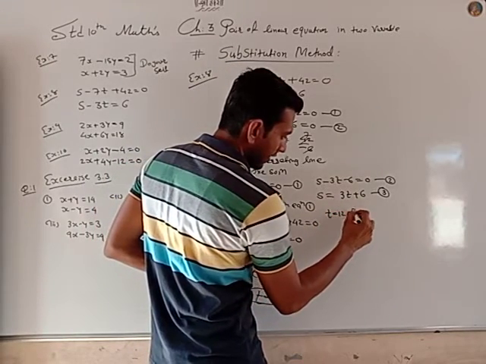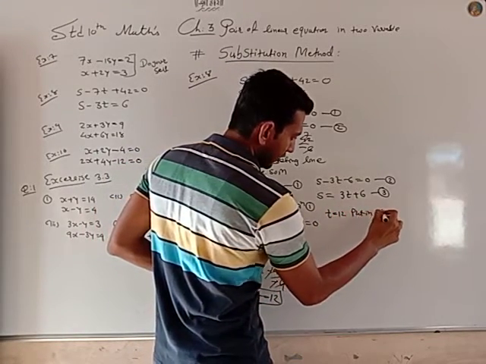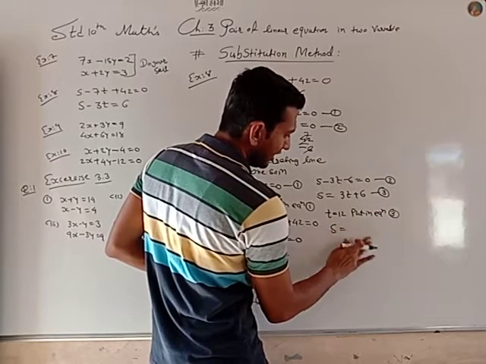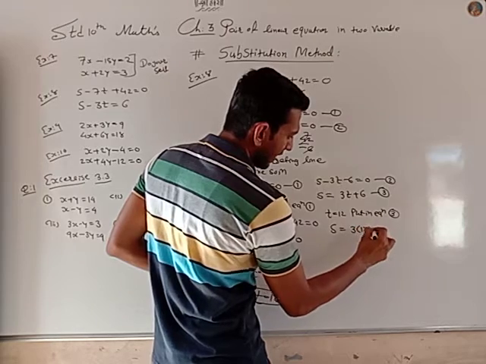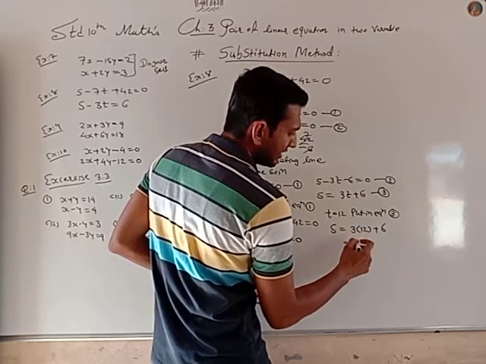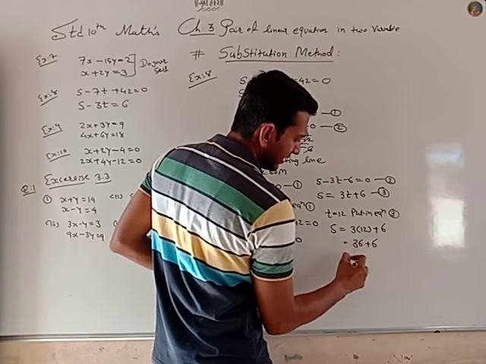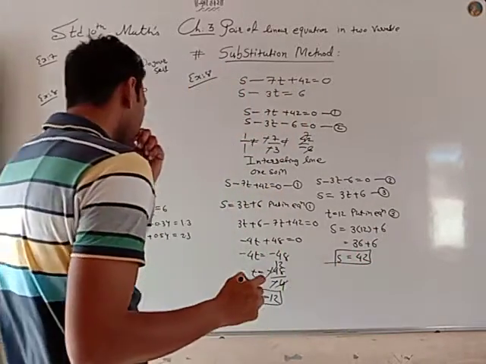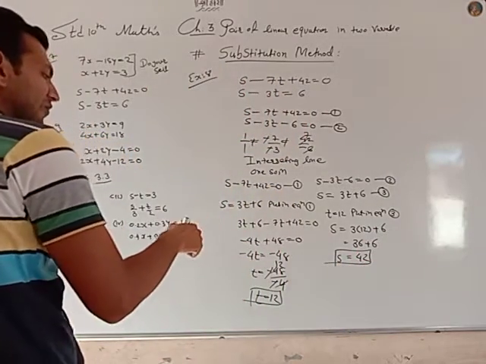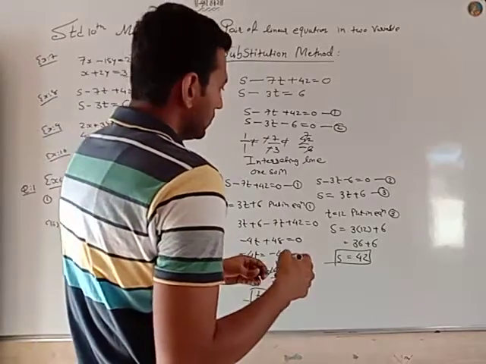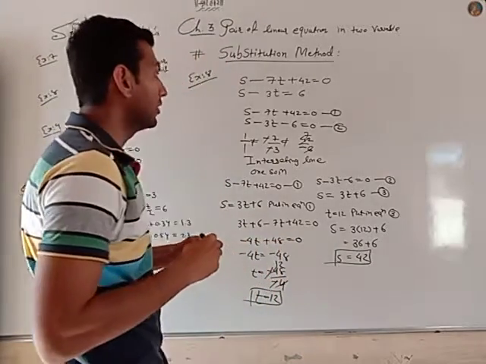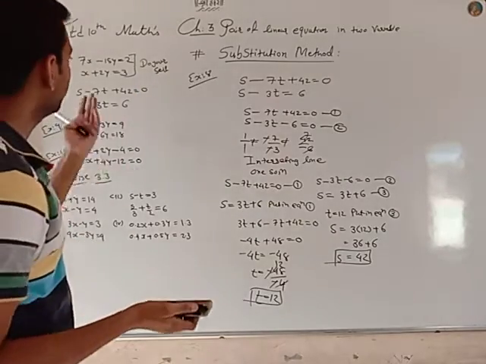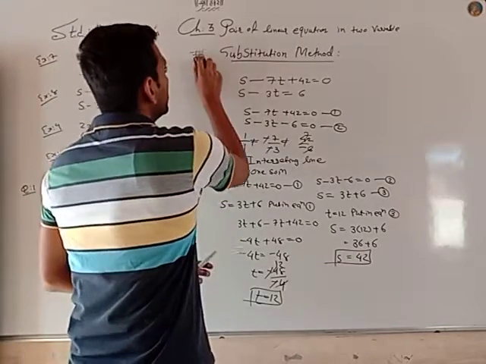Put t is equal to 12 in equation number 3, so s is equal to 3 bracket 12 plus 6. 12 threes are 36 plus 6, my answer is 42. The value of s is 42, value of t is 12. So here my sum is over. Now let's do the other two sums.